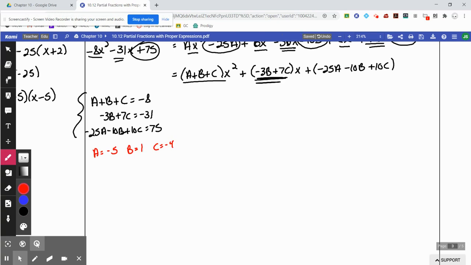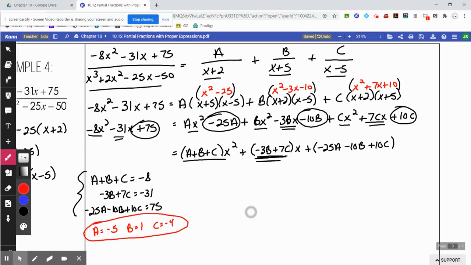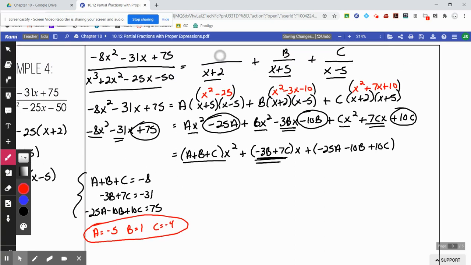And when you solve this system, you get a is negative 5, b is 1, and c is negative 4. So therefore, in my partial fractions, I can put a negative 5 for a, 1 for b, and a negative 4 for c. So if you'd like to put that minus out front, this is your decomposed fraction.